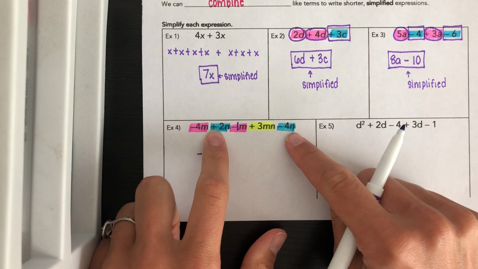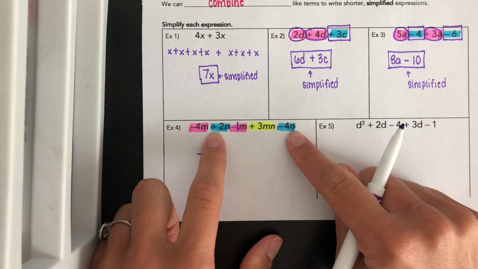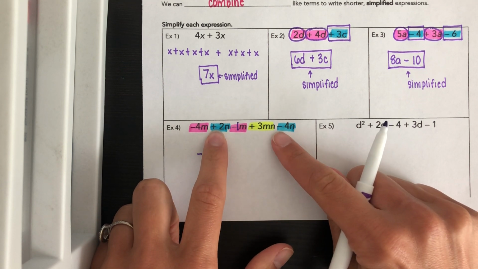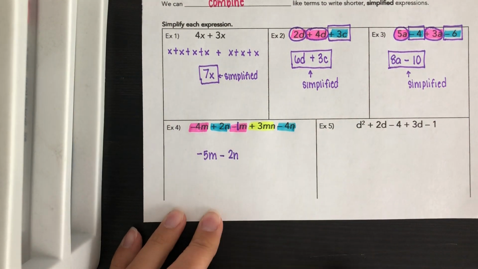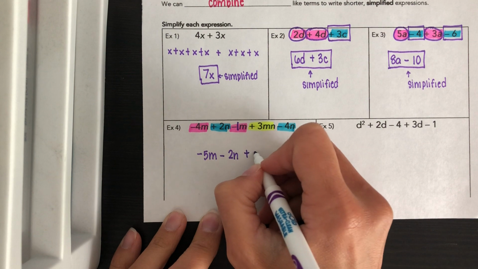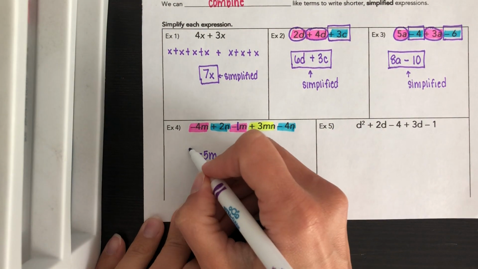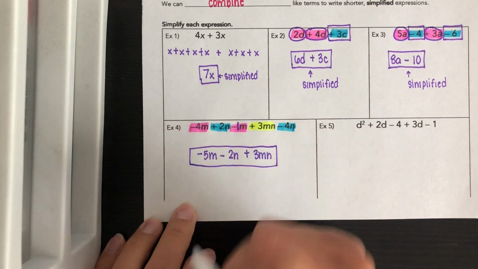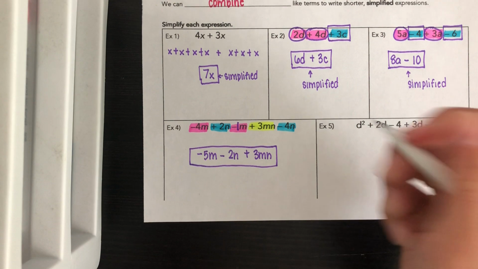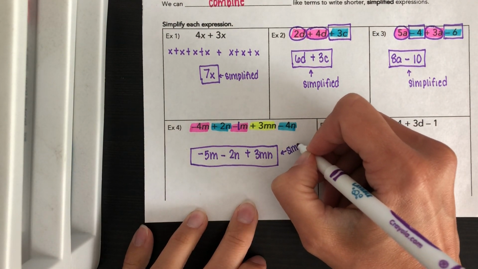Now I can combine my blues. So I have positive 2n minus 4n. So positive 2 minus 4 would be negative 2n. And lastly, we have our plus 3mn, which is its own variable. And now that I've combined all of my like terms and I do not have any terms left that share the exact same variable, we've now simplified our expression.